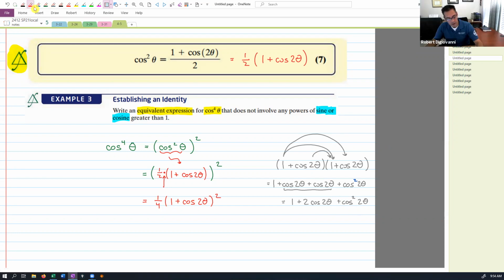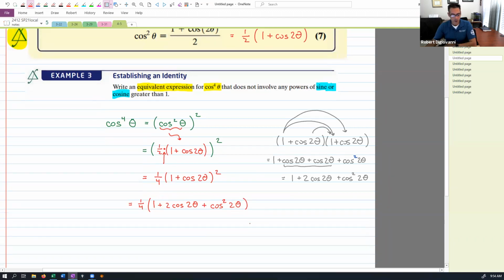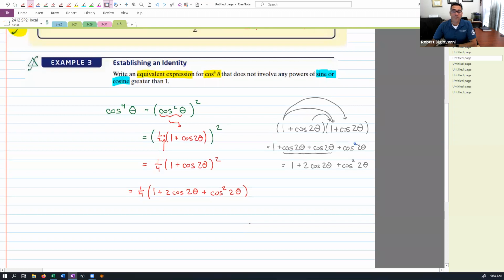So now I'm going to come back over here. I'm going to write this out. This is equal to 1/4 times, and all of this becomes this: 1 plus 2 cosine 2 theta plus cosine squared 2 theta. All right, we good so far?